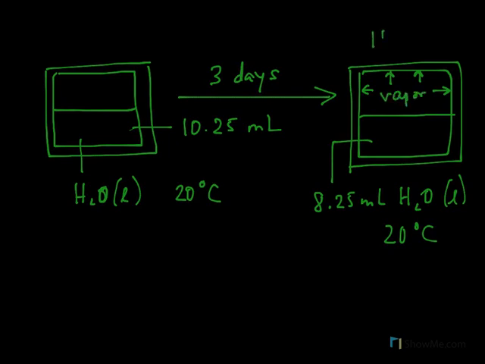So these are gas molecules of water forming on the side. So we then know, since this is a closed system, we must have 2 milliliters of water vapor that have evaporated from the liquid. So this has evaporated from the liquid.